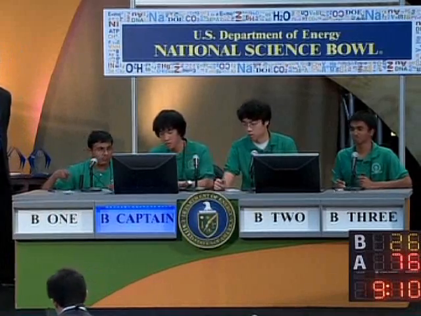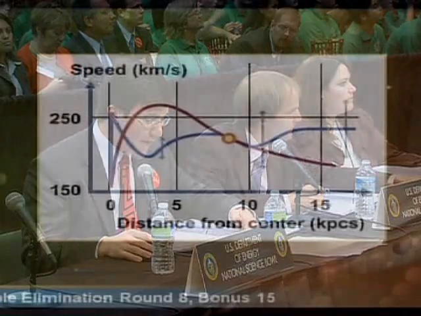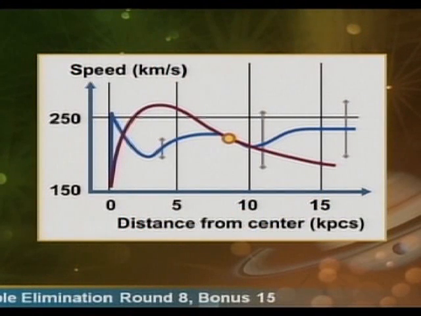That is correct. And your bonus question in astronomy is visual, short answer. This is a graph of the Milky Way's expected and actual rotational curve. Answer the following 3 questions. 1. If the sun is the yellow and orange circle, how many kiloparsecs is it from the galactic center rounded to the nearest whole number? 2. Which colored line represents the expected rotational curve? And 3. What is most commonly proposed as being present in the galaxy and causing differences between the red and blue lines? Is it 8?